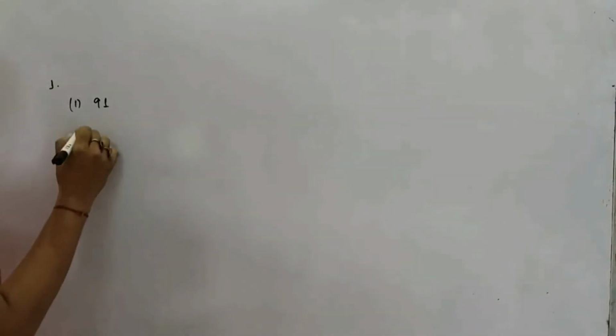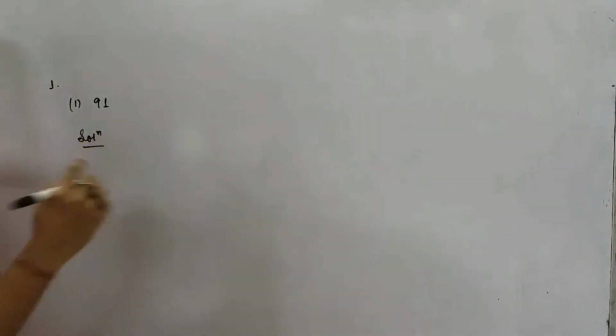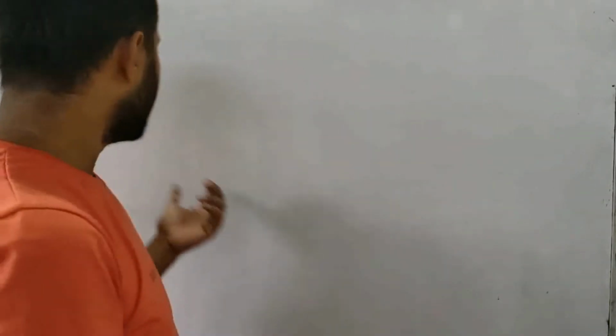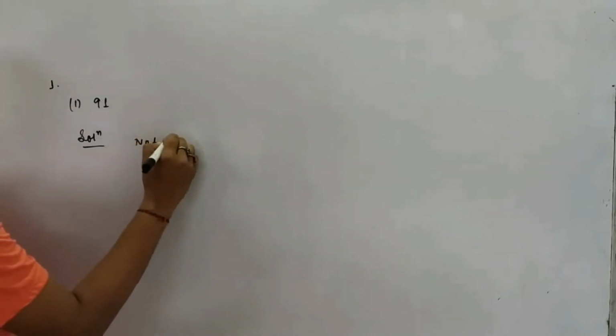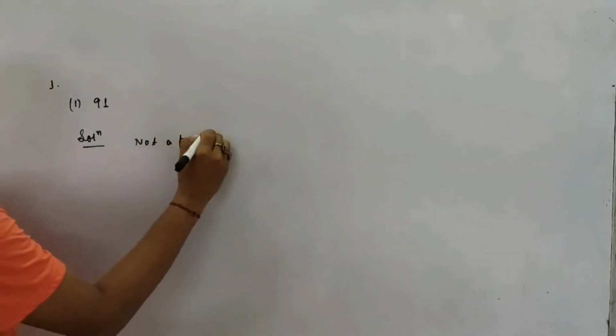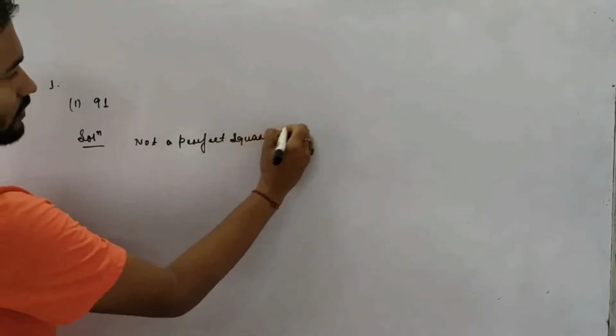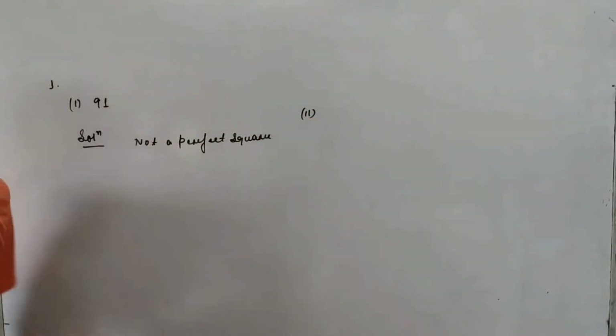So your answer will be what? 9 9 ja is 81. After that directly 10 10 ja 100. After 81, 100 is there. So this is not a perfect square. So your answer will be: not a perfect square.